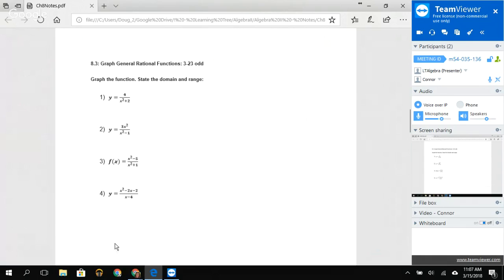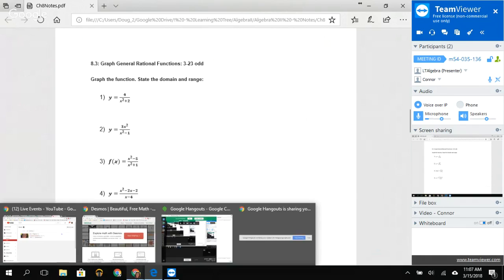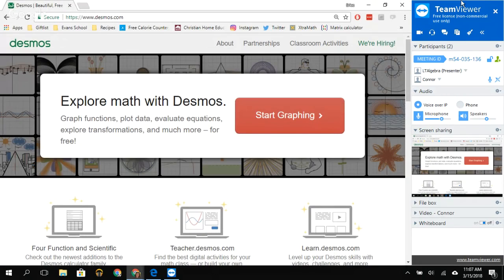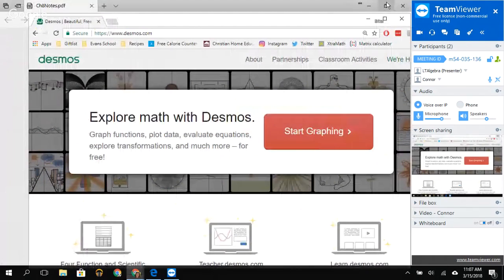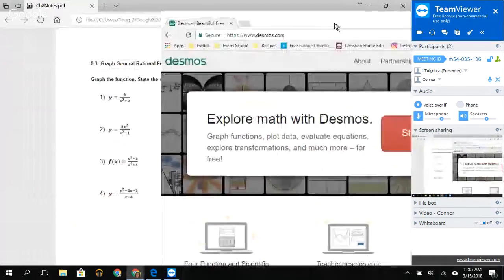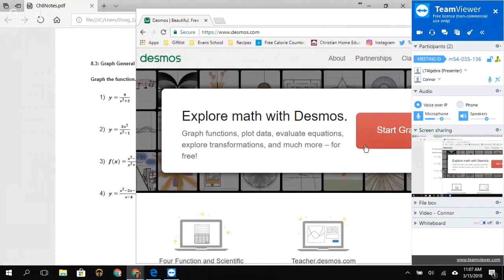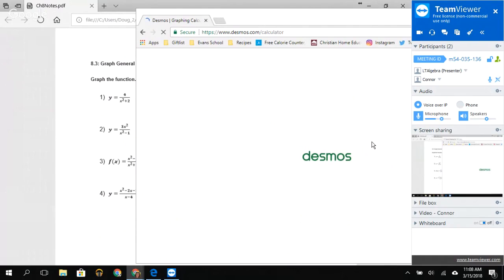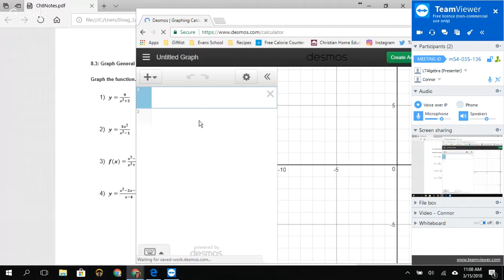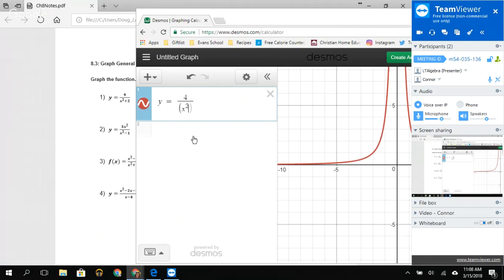So let's go ahead and graph some of these and talk about what they look like. Here is Desmos. The first one is y equals 4 divided by x squared plus 2. Remember, a rational function is just a ratio of one function over another function. In this case, the top function is 4, and the bottom function is x squared plus 2.